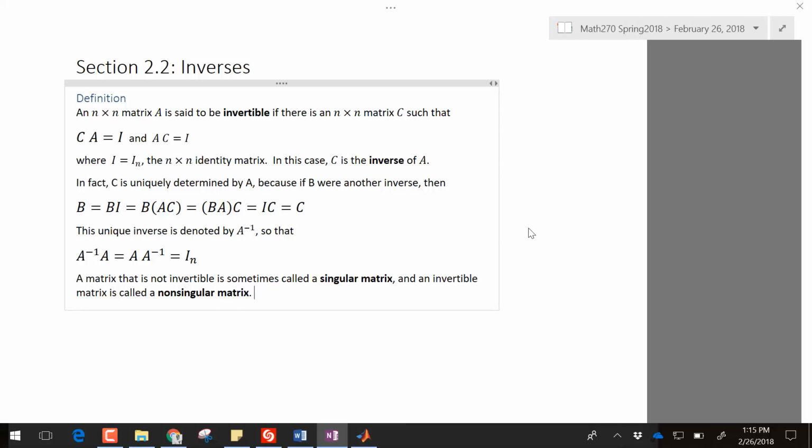I think I know what you're going to ask, Nate. Oh, because it has to be a square matrix. Yeah, the matrix has to be square, so the number of rows and the number of columns have to be the same. So we don't have an inverse for non-square matrices, I guess, is the answer.